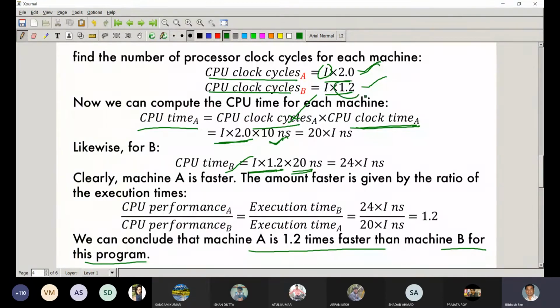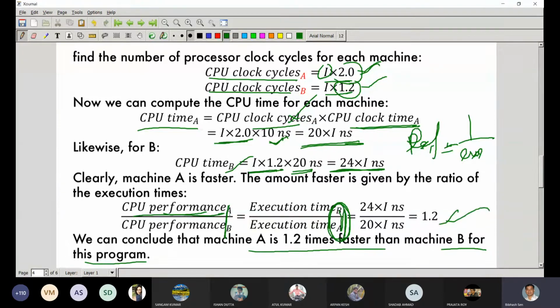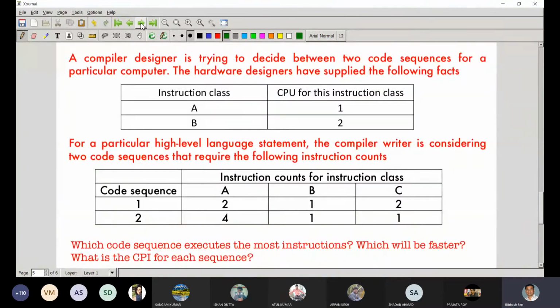Here it is 1.2, here only 2. That is the cycles per instruction. So you got these two values. Now you know execution time is always the reverse of the performance. That's why A by B here becomes B by A. You got this point? Because performance is always the inverse of execution time. So that's why A by B is the inverse of this one, and you are getting 1.2. Is it clear? Yes, sir.